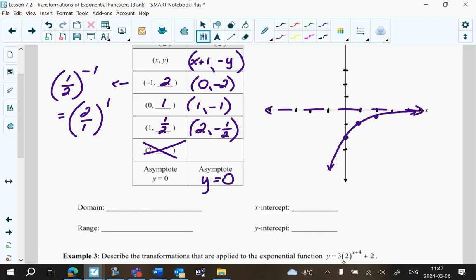Domain, again, is going to be everything. What's the range going to be in this one? -infinity to 0, not including the 0. X-intercept doesn't cross the x-axis. Y-intercept, -2. You see that from the graph.